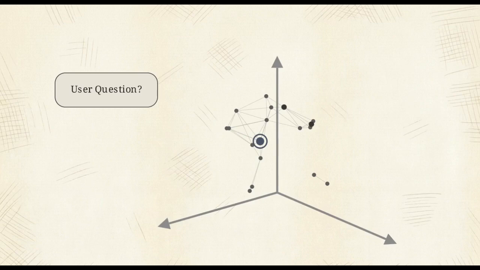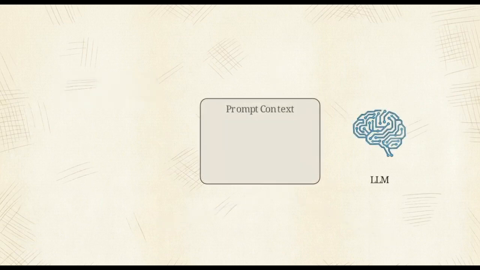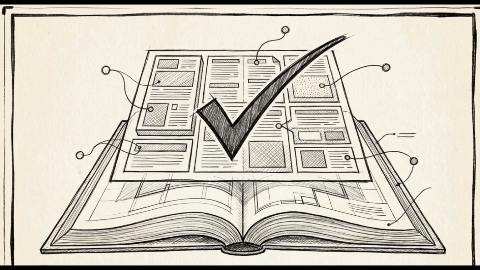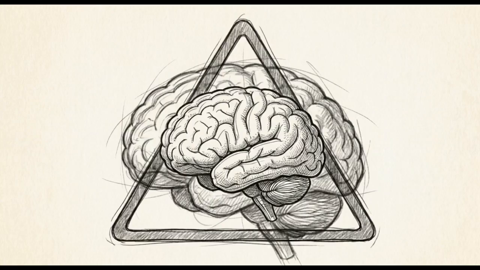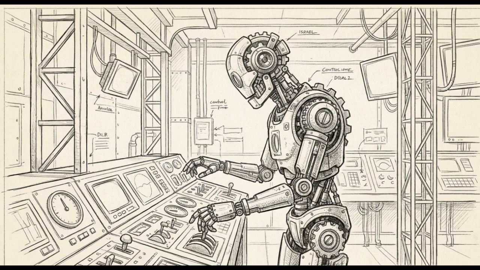When a user asks a question, the system retrieves the most relevant chunks from the database and injects them directly into the prompt context. This forces the AI to synthesize an answer based specifically on the provided text, rather than its broad training data, which significantly reduces the risk of hallucinations. The second half of month 2 shifts toward building autonomous agents.